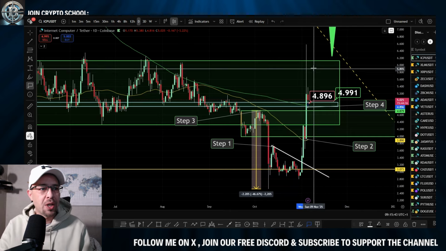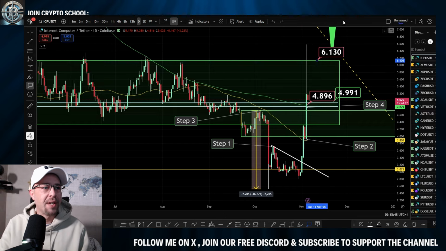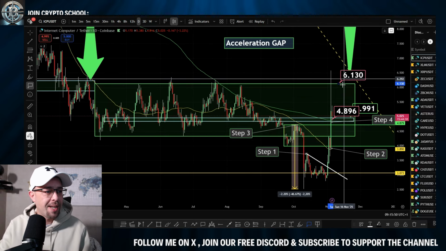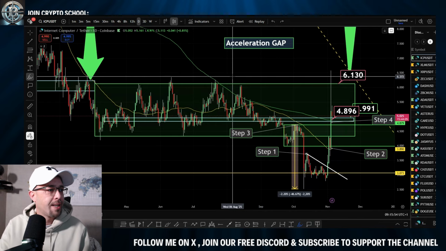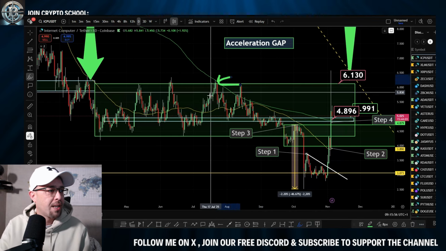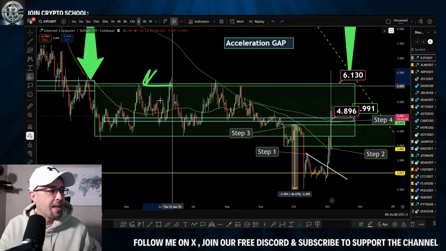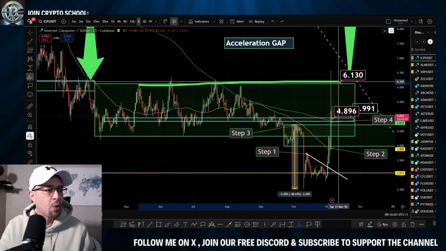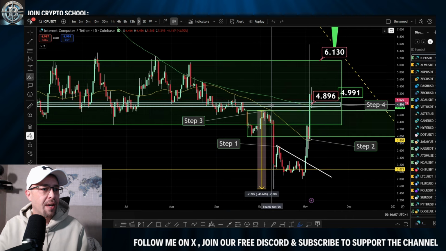Where's the first projection? It's going to be at the top of this range. Why is this range so important? Clues look left, $6.13. How many times was this range respected and rejected? Once, twice. There's the 200, rejected, 3, and 4 times. This range has been a reaction point for the whole of this range, which is going back all the way since April 2025.